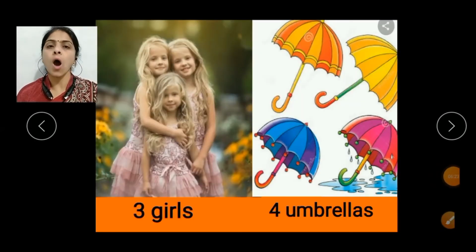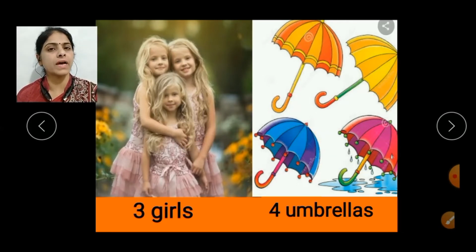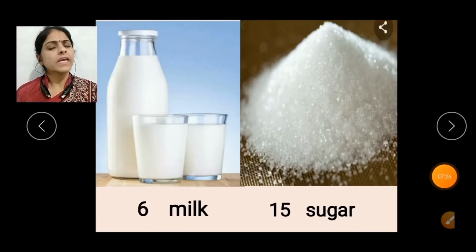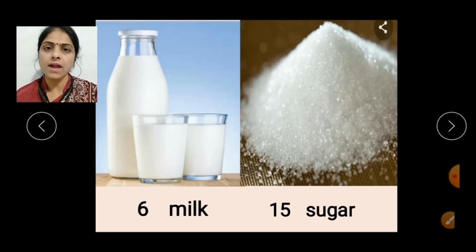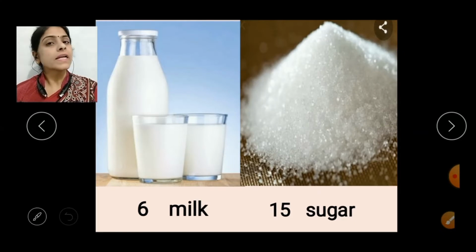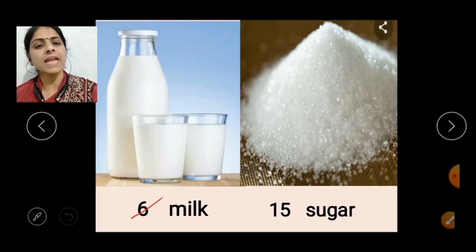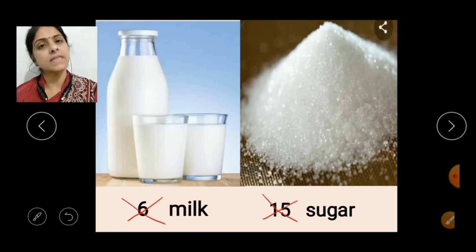Here we can say how many girls or how many umbrellas are there, because girls and umbrellas are countable nouns. So we can write a number before these words. Like there are 3 girls and here there are 4 umbrellas. But here we cannot say how many milk and how many sugar are there, because we cannot count milk and sugar as these are uncountable nouns. That's why we cannot write any number before these nouns.